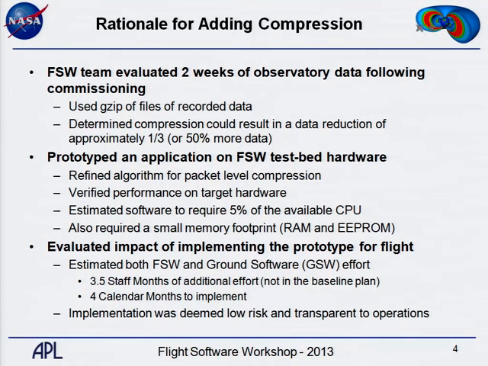The more data they have, the more discoveries they can make. So in looking at how we could get them more data, we took 2 weeks of observatory data, and we just used basic gzip compression. We played with turning the dials up and down a little bit on gzip to determine what kind of results we could get. And we got a decent reduction of some of their data. If we could get approximately a third compression out of there, that's 50% more data. We turn 100 into 150.